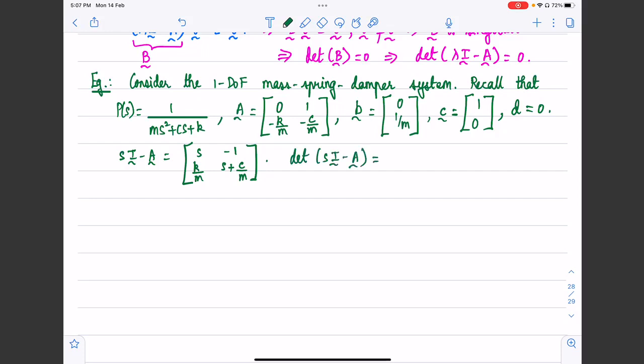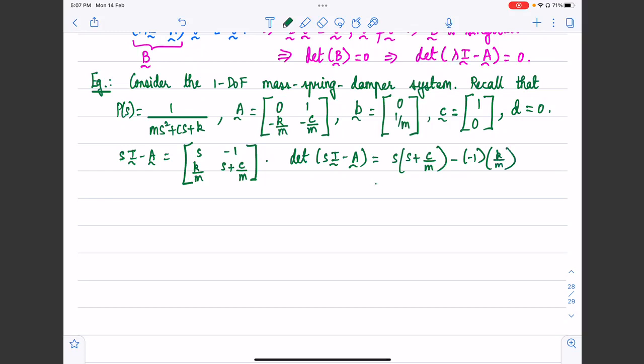Because it's just the product of the diagonal terms, and then subtract the product of the off diagonal terms, right? So this is a 2 by 2 matrix. So what will we get? We'll get S times S plus C by M minus 1 times K by M. Okay, so this is what we will have.